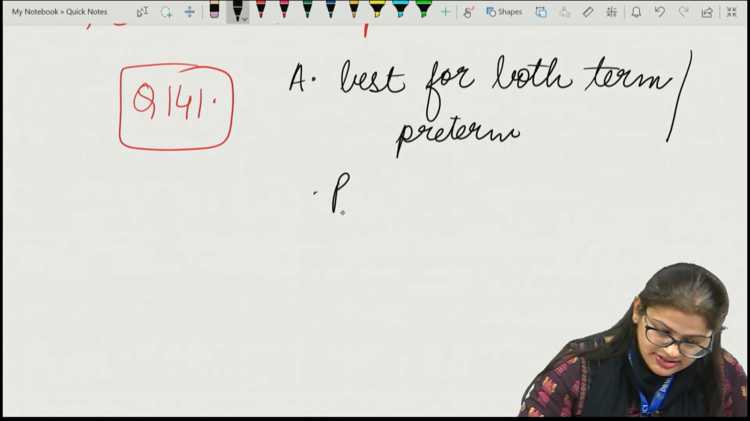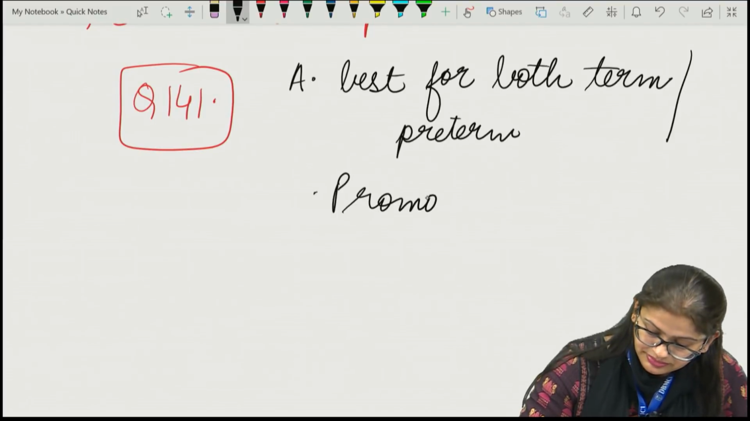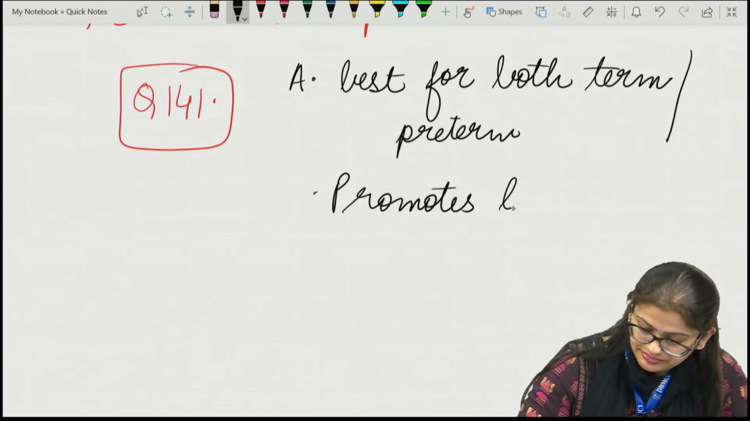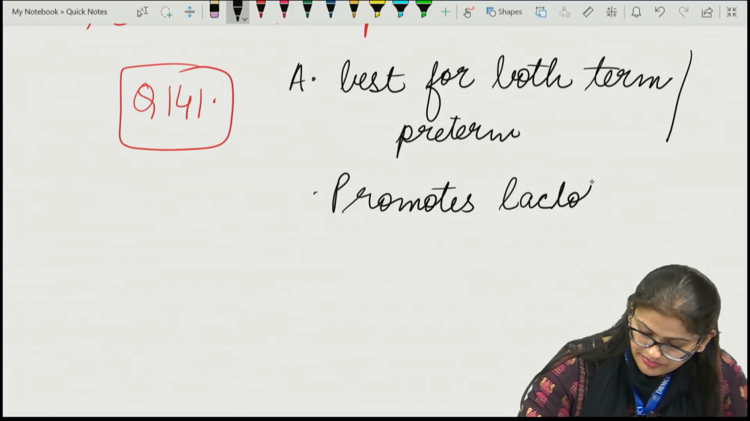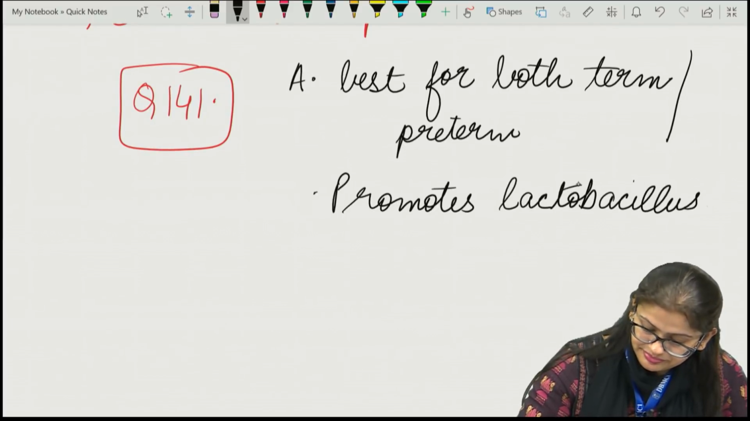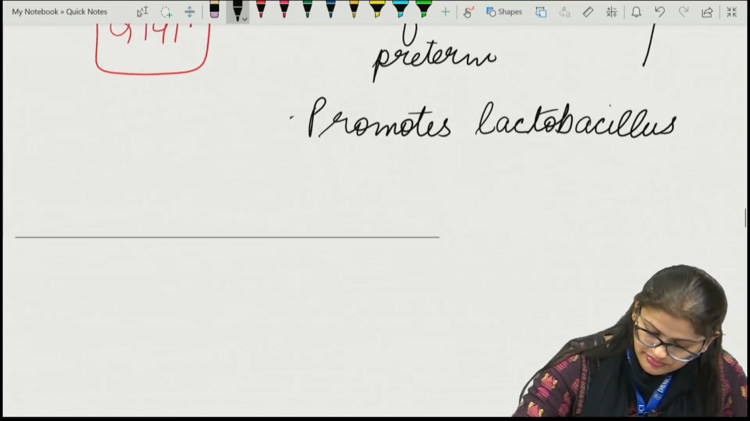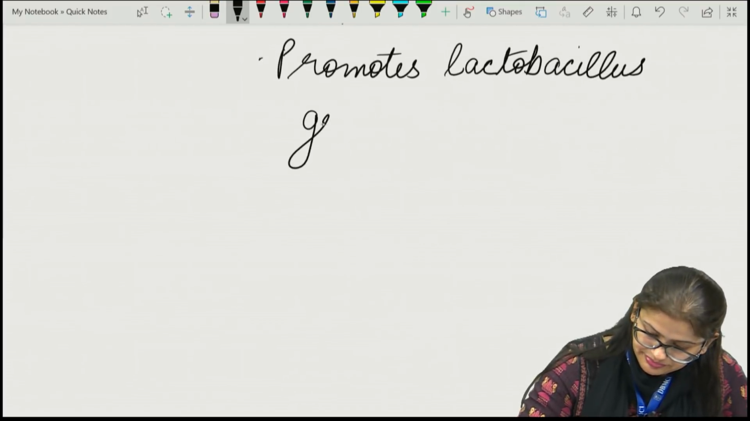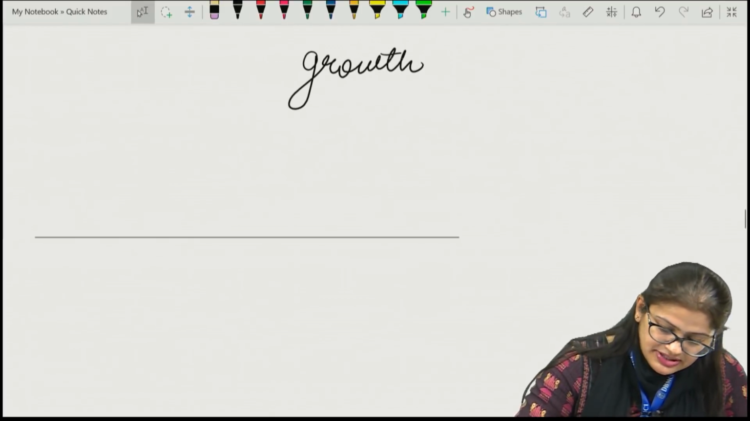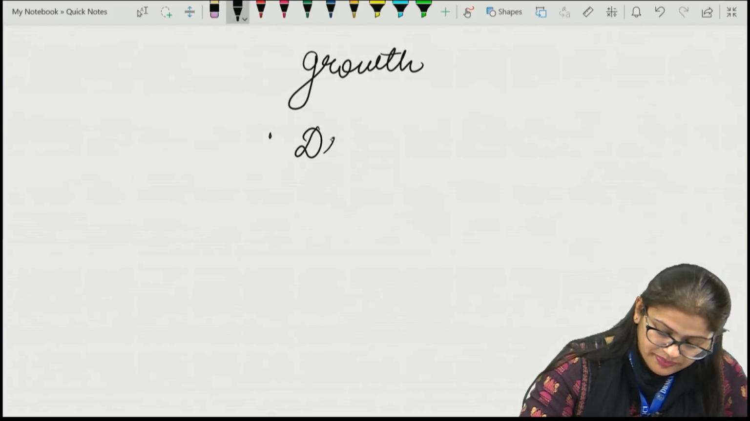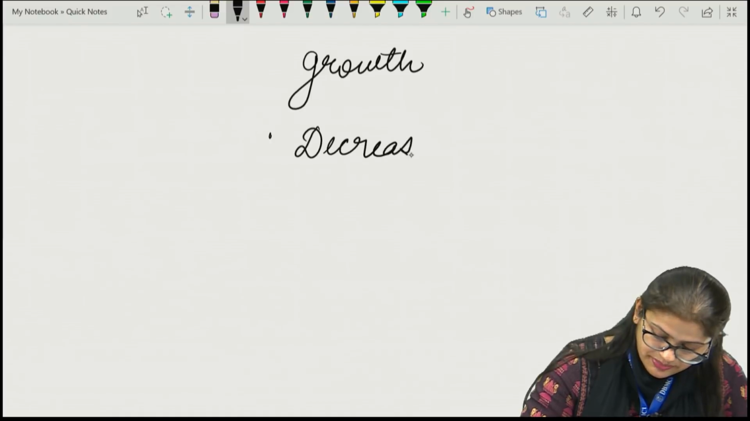promotes lactobacillus growth in bowel, and decreases the risk of allergic disorders.